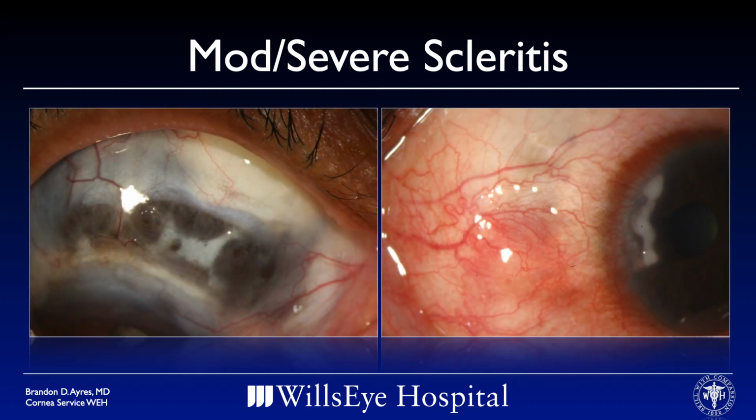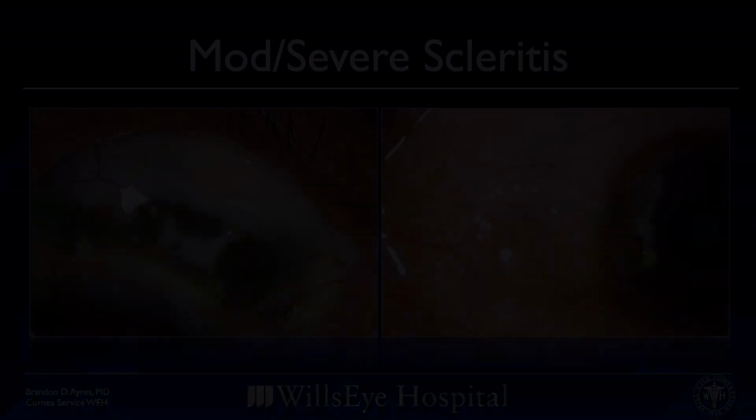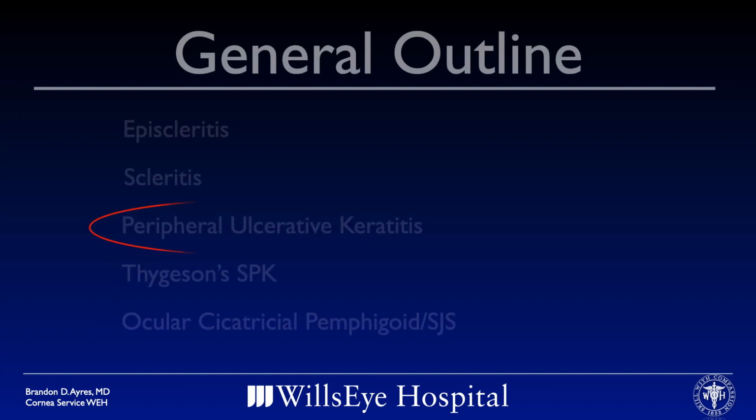And here are just a couple of images of patients of mine with some of the manifestations of more severe scleritis, including the scleral thinning and staphyloma formation. And you can see a little residual scleritis in that image on the left, but also you can see that creeping line of inflammation in the cornea, which brings up our next topic, which is peripheral ulcerative keratitis, also known as PUK.